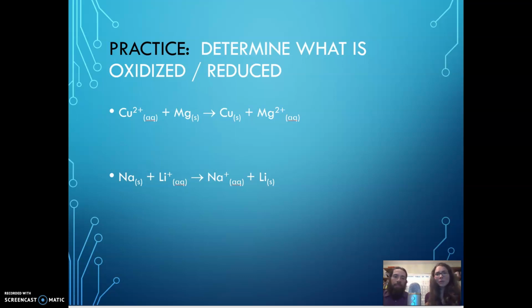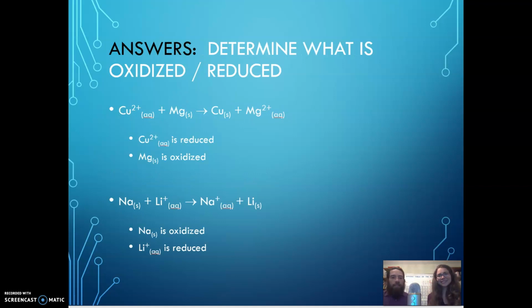So here's some practice. We want you to take a look at this and determine what has been oxidized and what has been reduced. Remember that your pure elements start out with an oxidation state of 0, and you can break them apart into the half reactions. But we want to know what is oxidized and what's reduced. A good thing to add here is that it's going to be the reactants, and we didn't say that. Whenever you're looking for something that's oxidized or reduced, it's going to be on the reactant side of the reaction. It'll be one or the other of your reactants. Pause the video and give it a try.